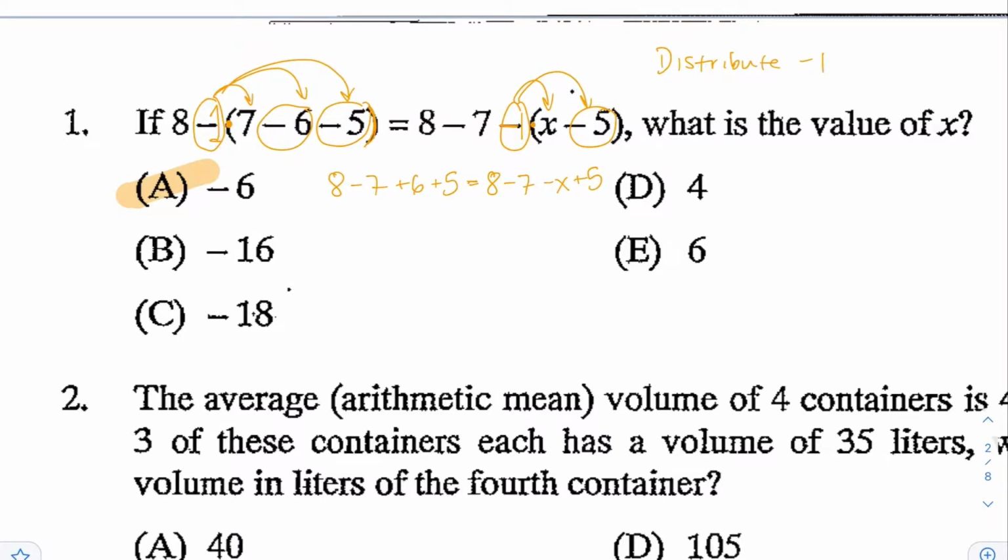So when you solve, you have 8 minus 7, which is just 1, plus 6 plus 5 is equal to 12. And that's equal to 8 minus 7, which is equal to 1. You have minus x plus 5, and 1 plus 5 is equal to 6. So you have 6 minus x. Therefore, x has to be equal to -6, excuse me. So that 6 minus -6 will be equal to +12, or choice A. You can also add x and then subtract 12 on both sides.